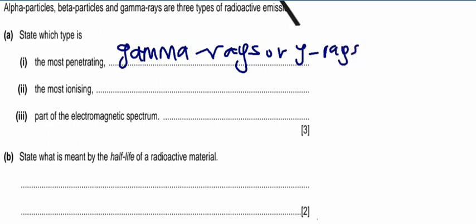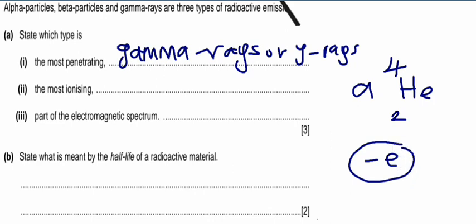Then the most ionizing. What you need to know is that alpha has a nature to that of helium. Helium has a mass number of 4 and a proton number of 2. Then beta particle has a nature to that of an electron. An electron is negatively charged, so beta particles have a negative charge. But as for the alpha, it has a positive charge.